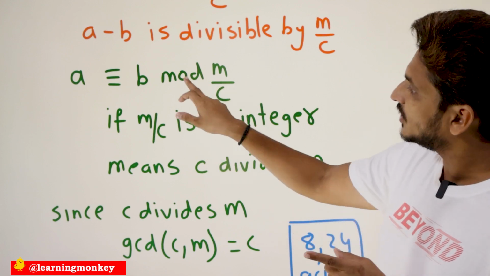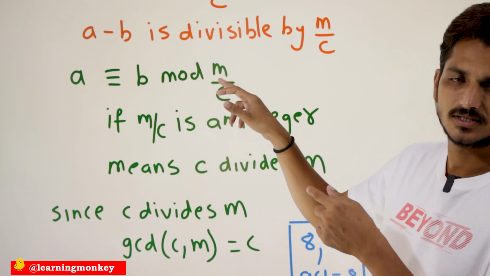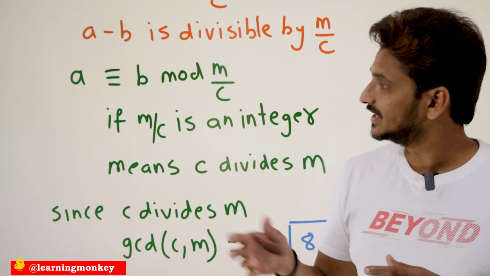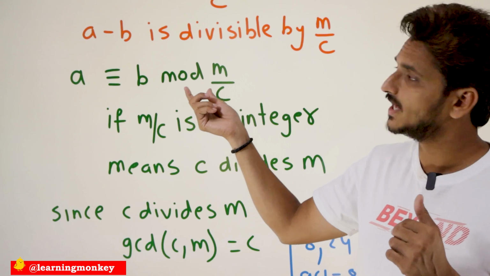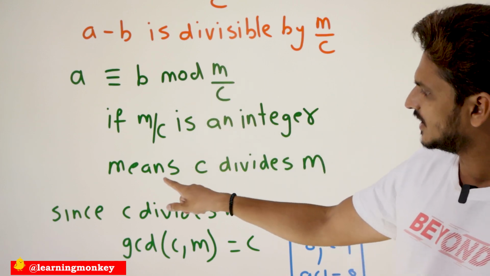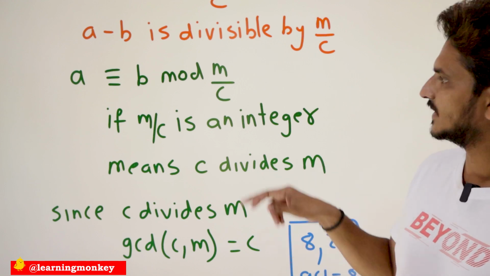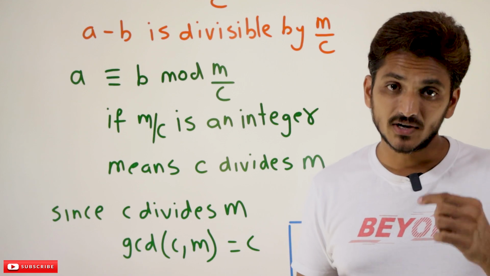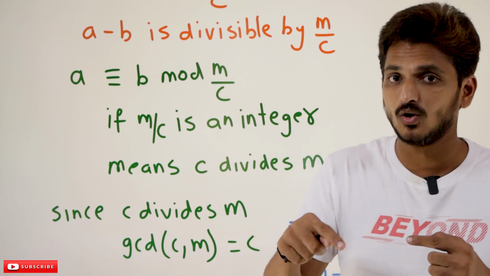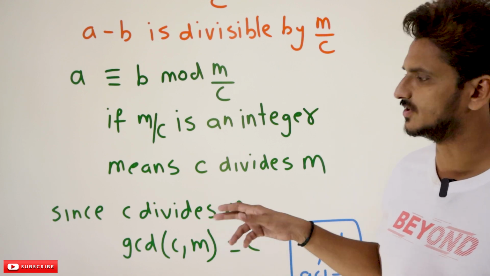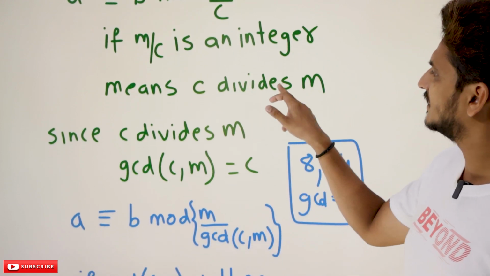So modulus can apply only for integers. We don't know whether M by C is an integer or not. So this can be applicable only if M by C is an integer value. That means C divides M. When M by C is going to be an integer value, definitely C has to divide M. Then only M by C is going to be an integer value. Simple division logic. That means C divides M.